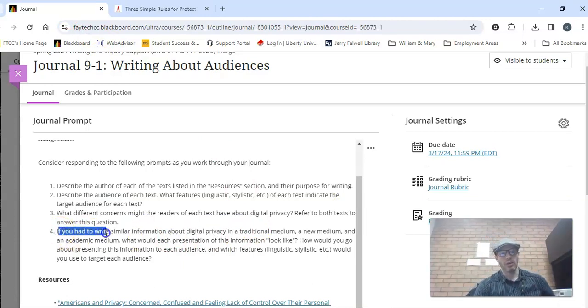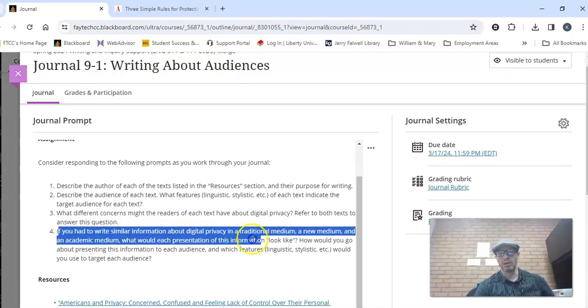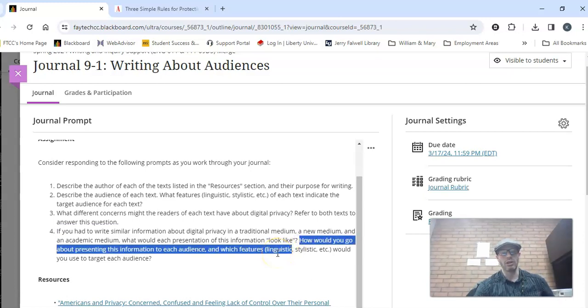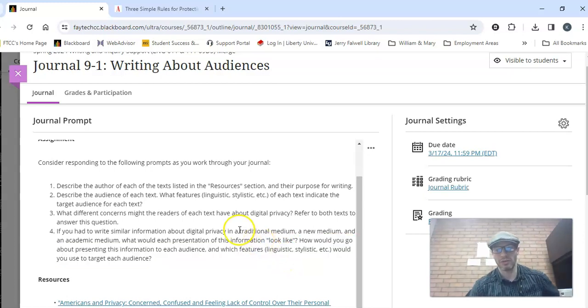The last question is the more difficult one, in my opinion. It says, if you had to write similar information about digital privacy, which again is the topic, in a traditional medium, a new medium, and an academic medium, what would each presentation of the information look like? In other words, how would you go about presenting this information to each audience, and which features, linguistic and stylistic, would you use to target each audience? So let me break this down for a second.